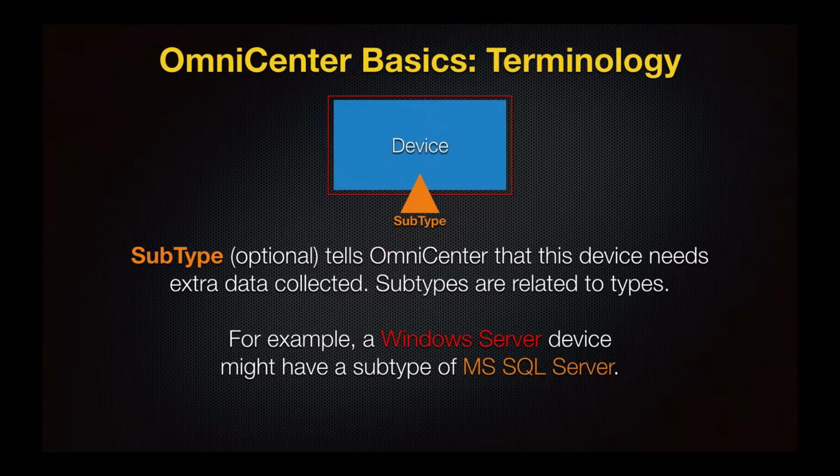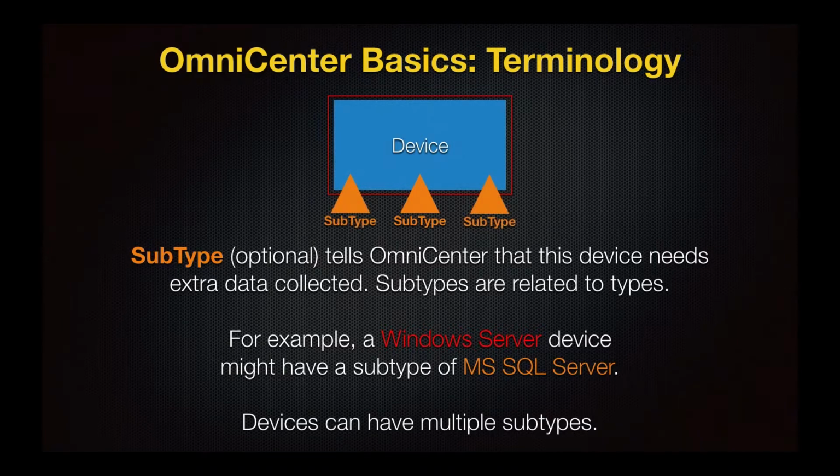On a router, that might be a router running OSPF or BGP. It might have subtypes associated with those to collect stats specific to those functions or protocols that might not apply to all devices of that type, but are generally going to apply to a lot of them. And that's kind of what we use subtypes for.